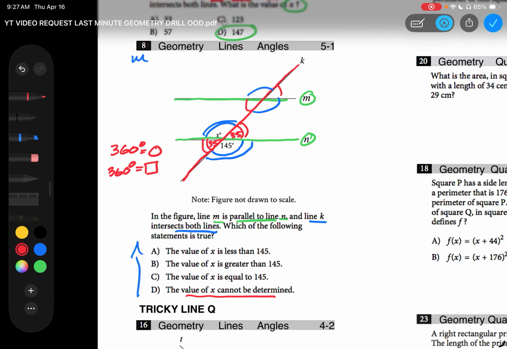The value of X cannot be determined. Forget that. We already figured it out. The value of X is equal to 145 degrees. Yeah, that's 145. So therefore, C is the best answer. Now you can verify the other answers. The value of X is greater than 145? Nope. The value of X is less than 145? Nope. So C must be the best answer.